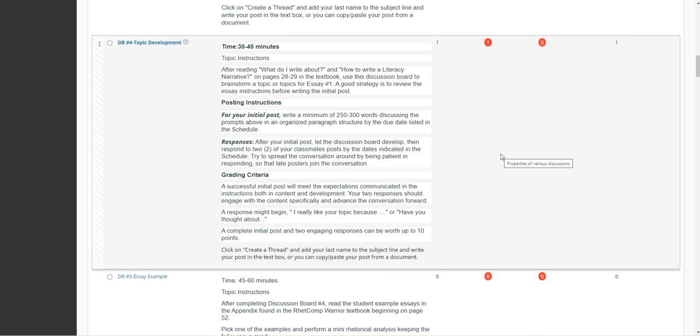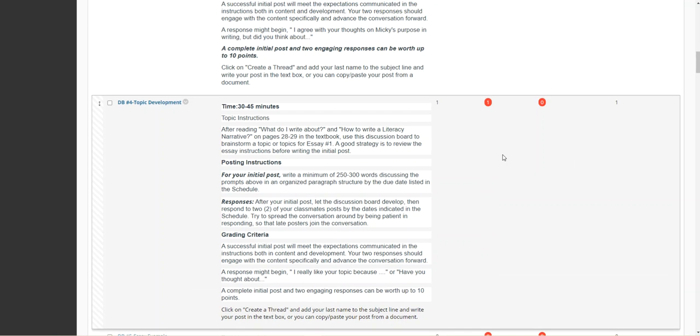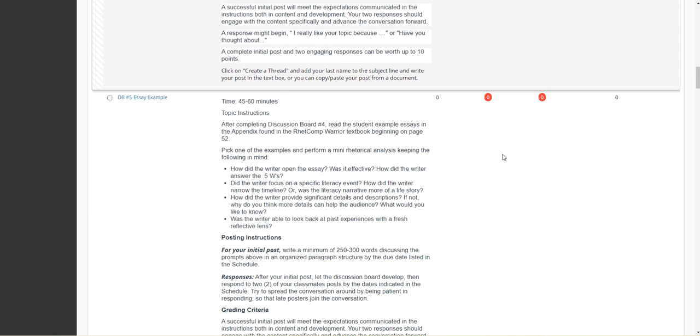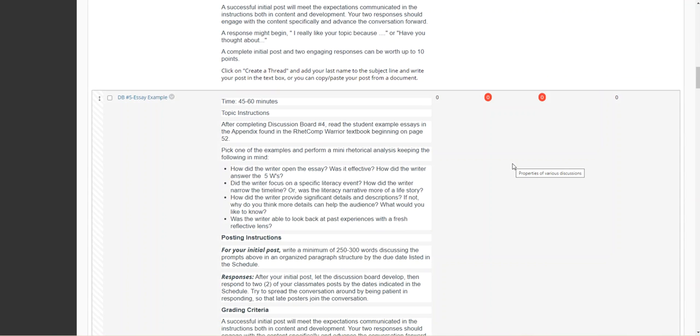The idea here is how do you go about brainstorming a topic or topics to flesh something out for the very first essay assignment. So it's a critical discussion board. Then later in the week, we're going to look at some student examples. I have those in the appendix in the textbook. We'll talk about that in my lecture video later in the week, but you'll want to take a look at the 2 examples in the back of the textbook.